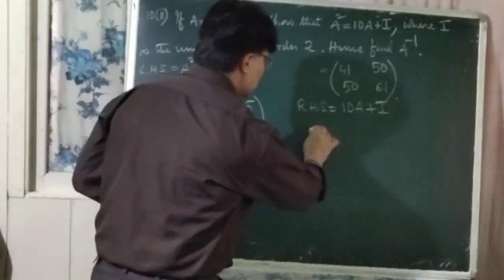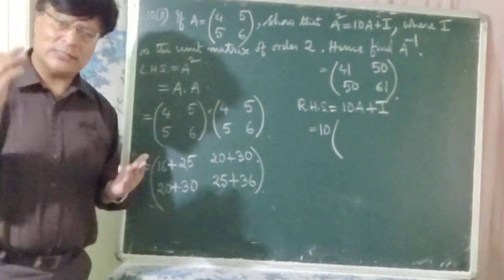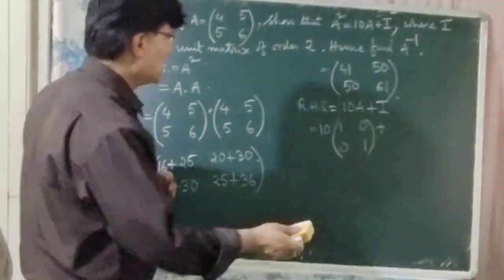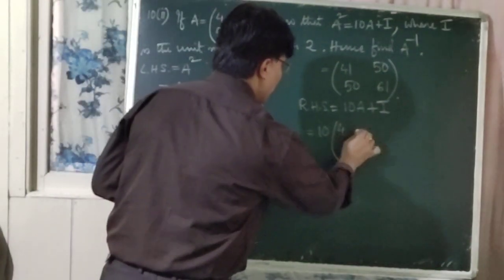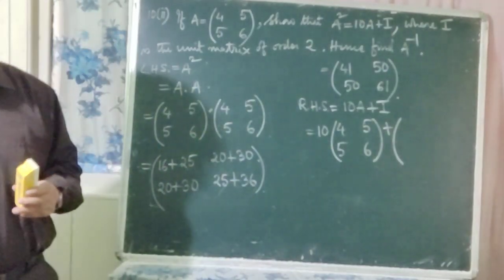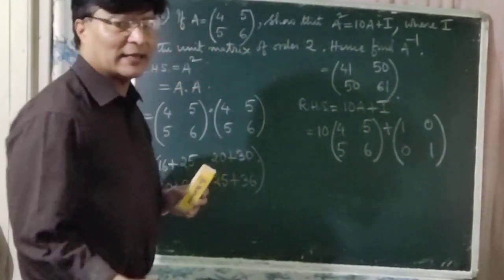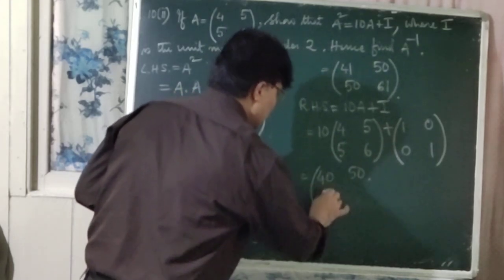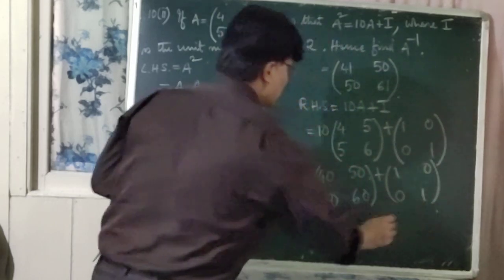Now this is 10. What is I now? This is the identity matrix of order 2. So here you should write, what is the identity matrix of order 2? It is 1 0 0 1. Oh sorry, not 10A, this is the matrix A, right? So it is equal to 10 times the matrix A, which is 4 5 5 6, plus I. You know that I is the identity matrix of order 2, that is 1 0 0 1. Here the leading diagonal has the same element, that is 1 1. So multiply by 10 out here. 10 4s are 40, 10 5s are 50, again 10 5s are 50, 10 6s are 60, plus 1 0 0 1. Is that clear now?